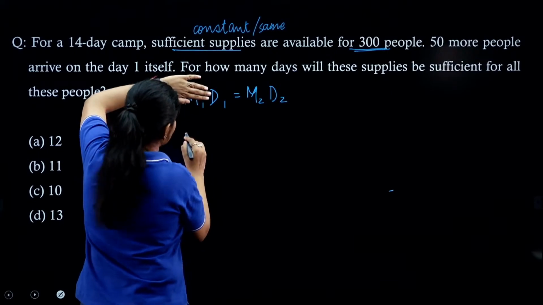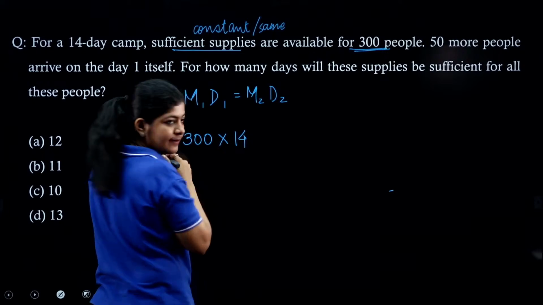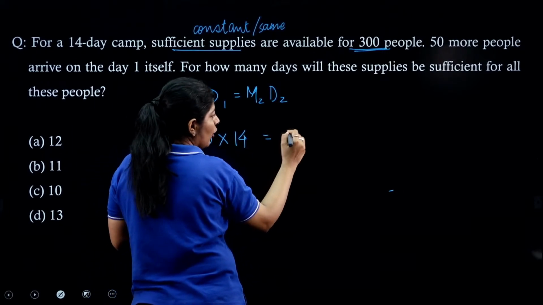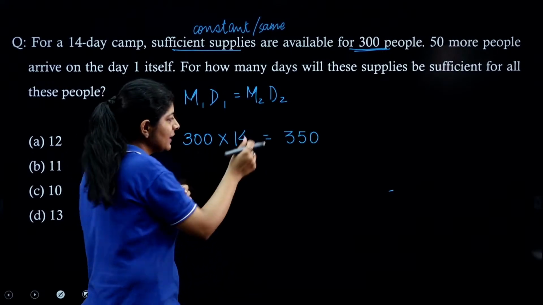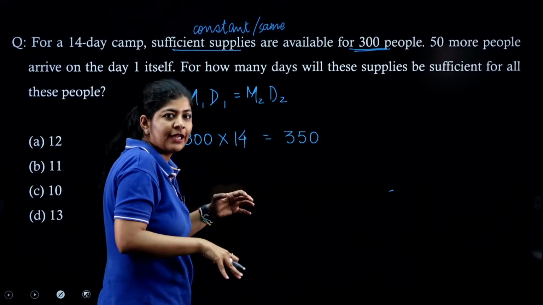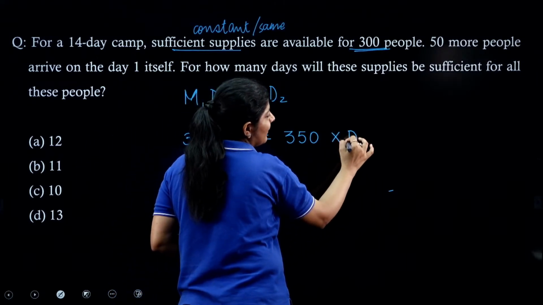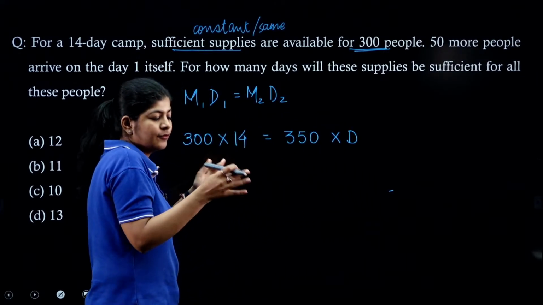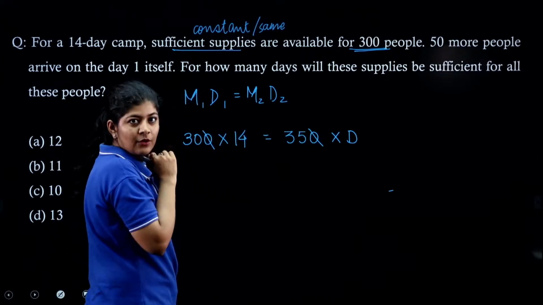Initially we have food for 300 people for 14 days. But on the first day itself, 50 more people arrived. That means the total number of people now is 350. And we need to find out for how many days the food will last.